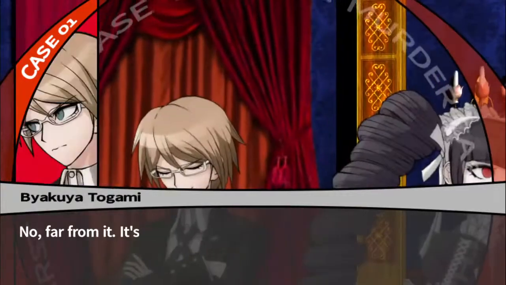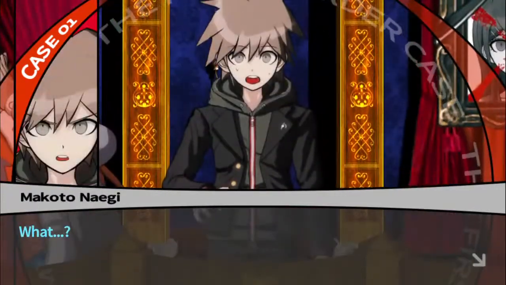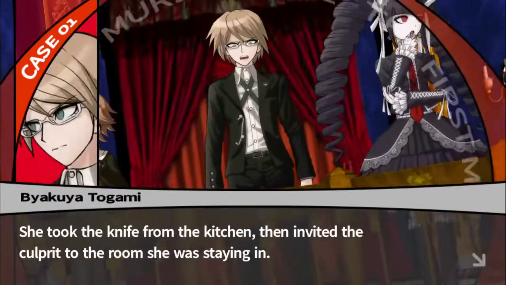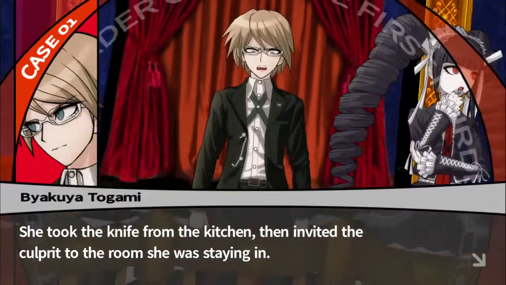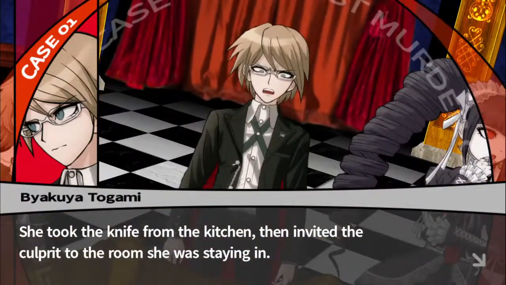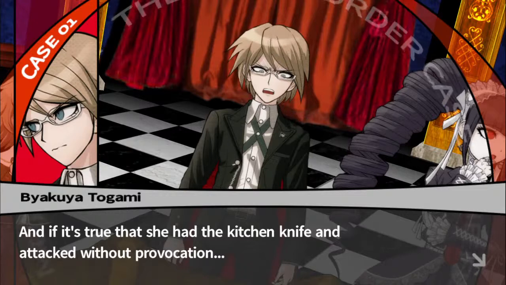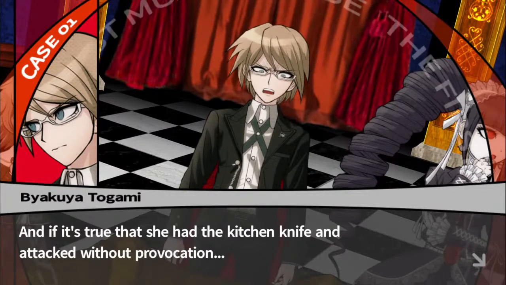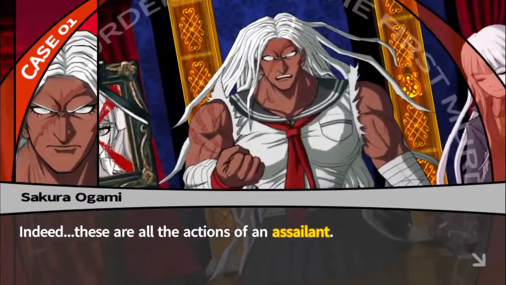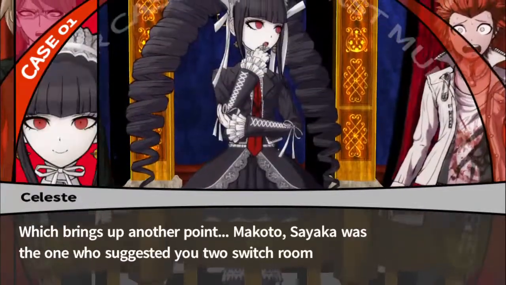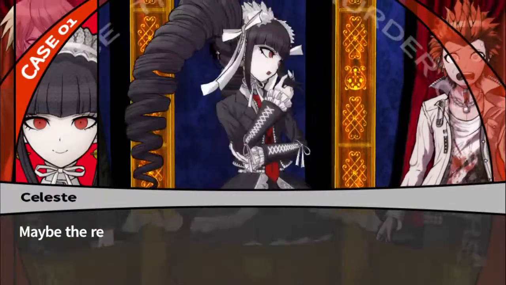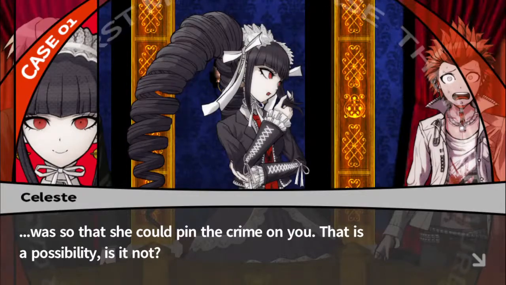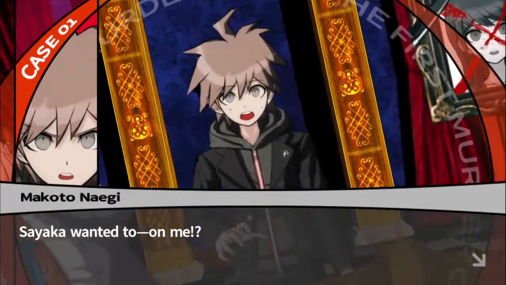She wasn't to blame. No, far from it. She took the knife from the kitchen, then invited the culprit to the room she was staying in. And if it's true that she had the kitchen knife and attacked without provocation... Indeed. These are all the actions. Which brings up another point. Makoto, Sayaka may have done this so that she could pin the crime on you. That is a possibility. Sayaka wanted to... on me?